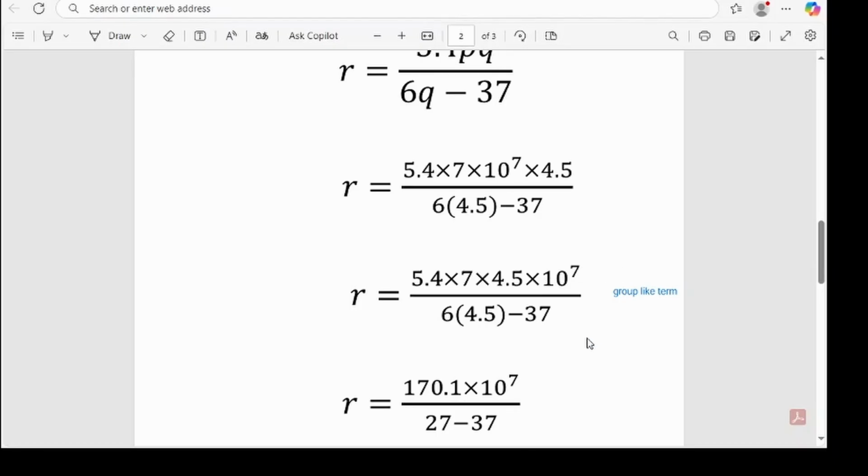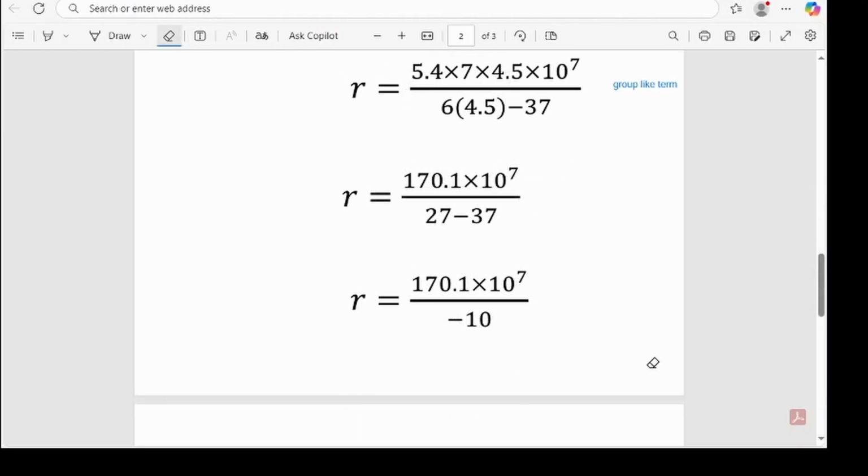So let's move on to work on the denominator. The denominator is given as 6 multiplying q minus 37, right? Where q is equal to 4.5. So in order to insert the value into the equation, we are going to get 6 multiplying 4.5 minus 37. So now we've gotten a perfect fraction, okay?